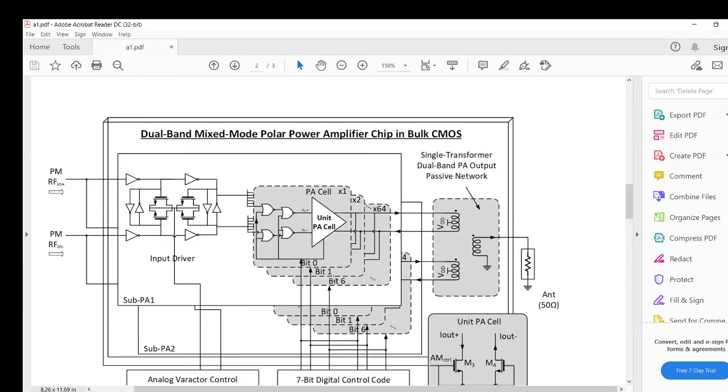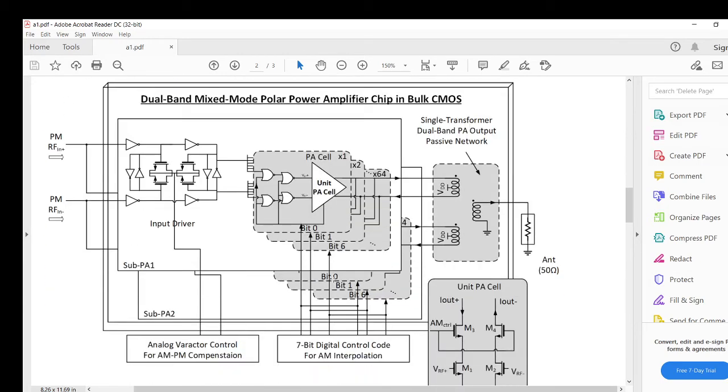So let's look at it. This is one schematic of a digital RFPA. It's from a publication where they design a dual band mixed mode polar power amplifier in bulk CMOS. The first important thing about digital RFPAs is that these PAs are usually made in CMOS technology because it's very difficult or impossible to manufacture them in GaN or other technology. So usually they're manufactured in silicon, germanium, bulk CMOS, or these types of technologies which use silicon as substrate, because this amplifier uses an intensive amount of digital control and digital signal processing.